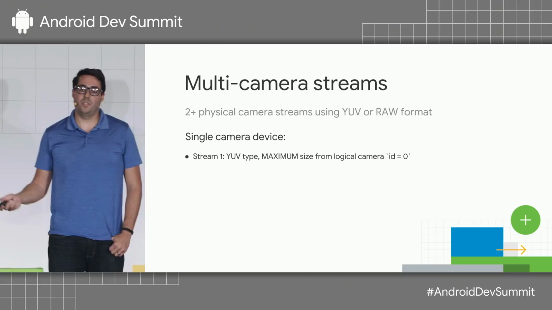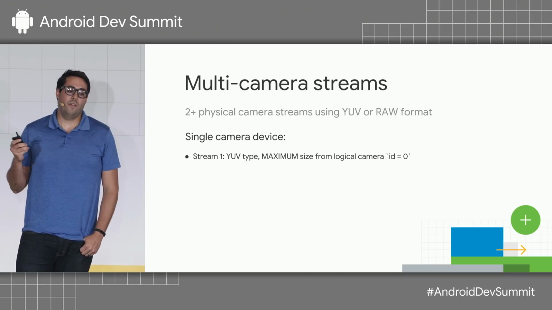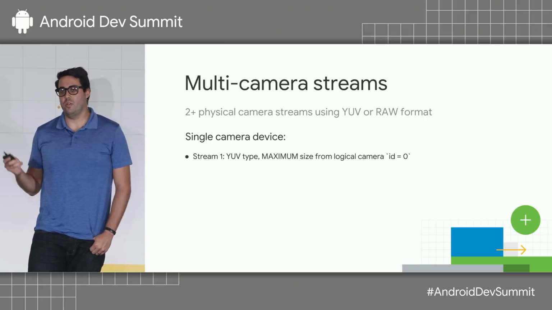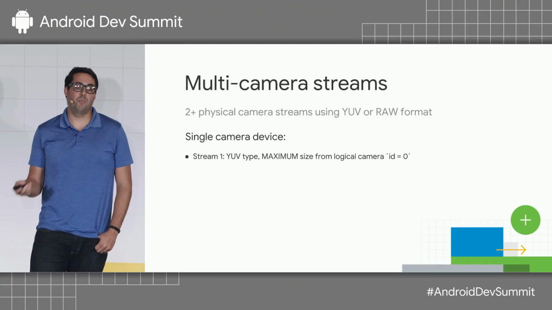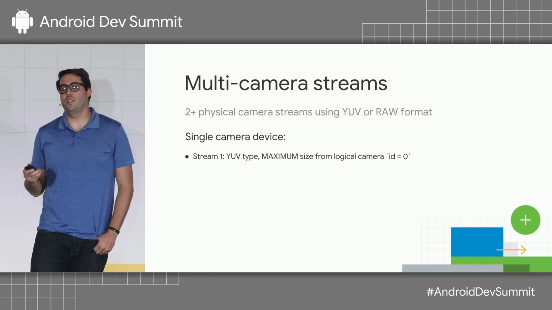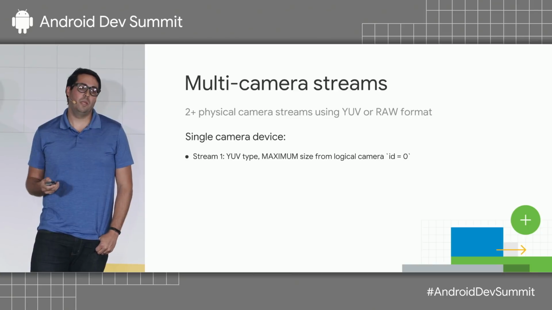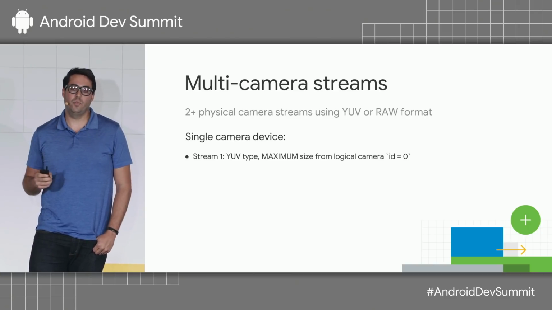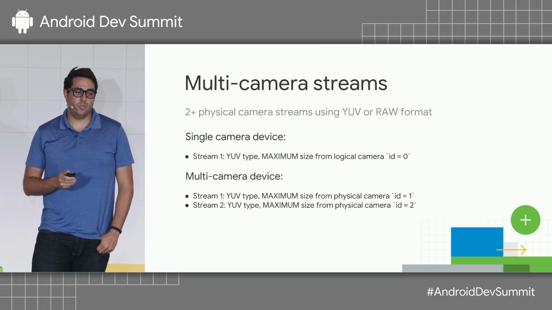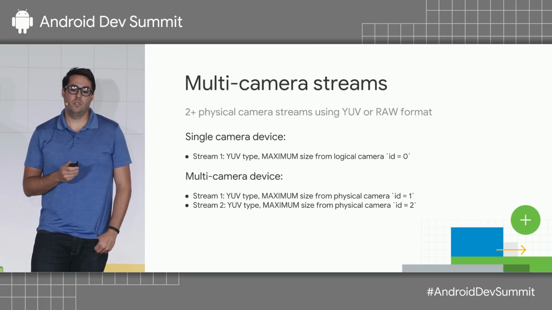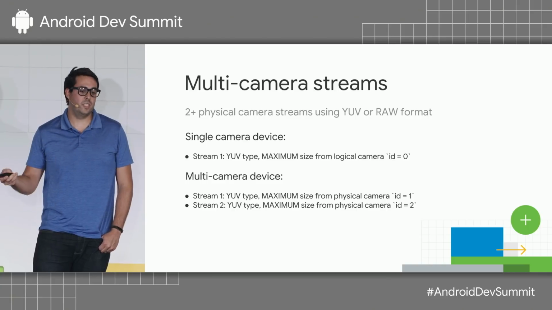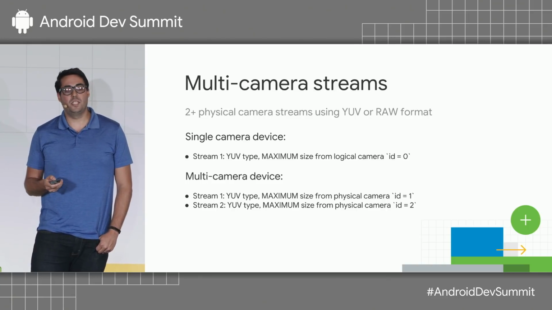Let's illustrate this with an example. We have a single YUV stream of maximum size. As per the previous table, devices with limited hardware level will be able to use a single stream without configuration. If we use the multi-camera APIs, we can actually use two streams of equivalent configuration from the underlying physical cameras.